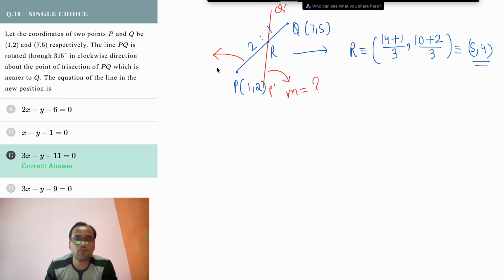What is the slope of PQ? Slope of PQ is, let's say m1, (5 minus 2) which is 3, upon (7 minus 1), 6, that's 1 by 2.